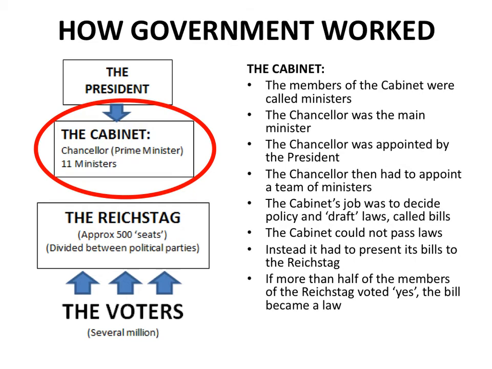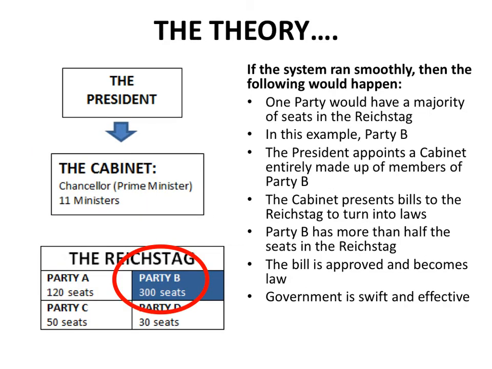It is the cabinet's job, we often call it the government, to present proposed laws called bills to the Reichstag for approval. And of course, more than half of the members of the Reichstag have got to vote yes for a bill to become a law. If the system runs smoothly, you would have one party in the Reichstag that has more than half the seats. Using that sort of mock-up example, Party B. So the leader of Party B would be appointed as Chancellor by the President, and lawmaking through the Reichstag would run smoothly.